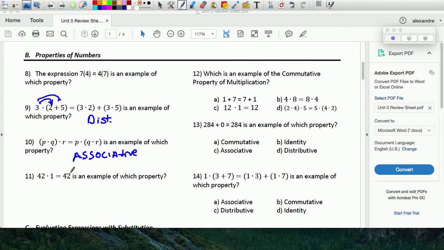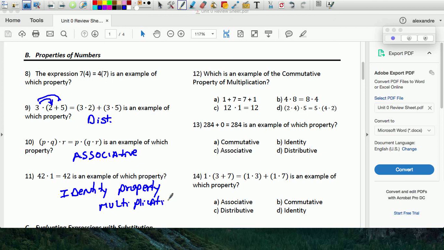11. 42 times 1 equals 42 is an example of which property? This one we didn't talk about, but this is the identity property of multiplication. Identity property. Okay, so anything times 1 is just that number, right? So it's the identity property of multiplication.